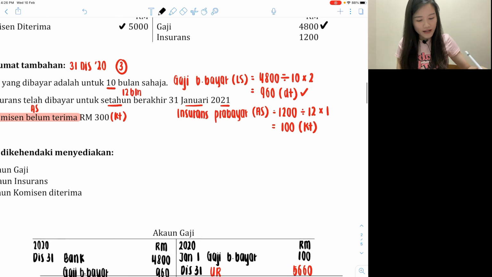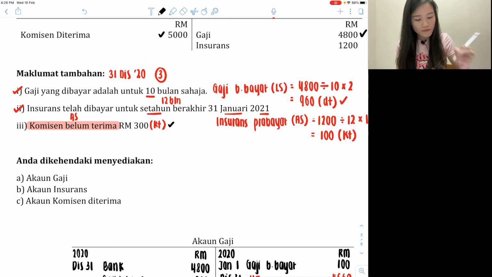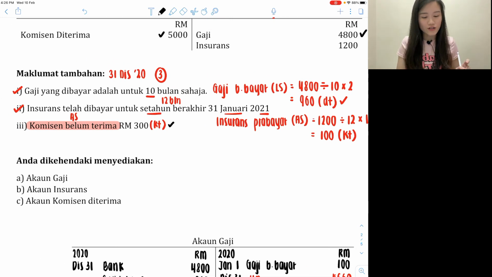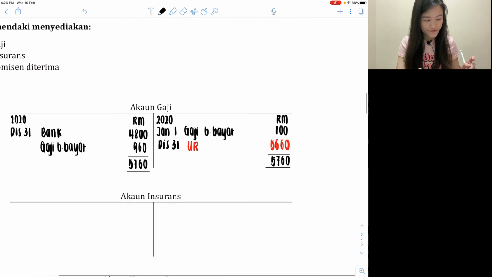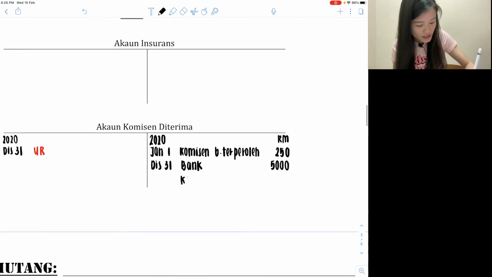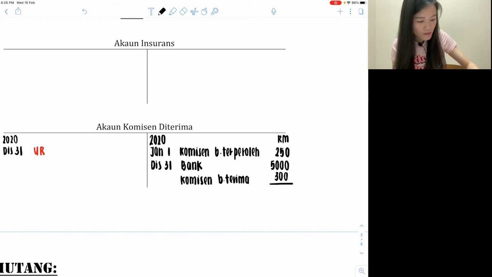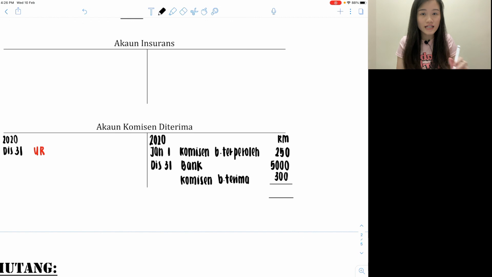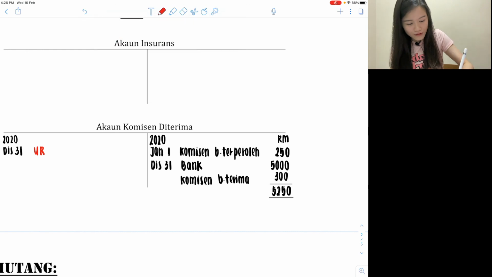Take a look. Baki HP is supposed to be commission belum terima on the credit side. So I'm going to go to the credit side now. Commission belum terima 300 ringgit. So then you just jumlahkan 250 plus 5,000 is equals to 5250. So means how much is your untung rugi? Our untung rugi is exactly 5250 lah.